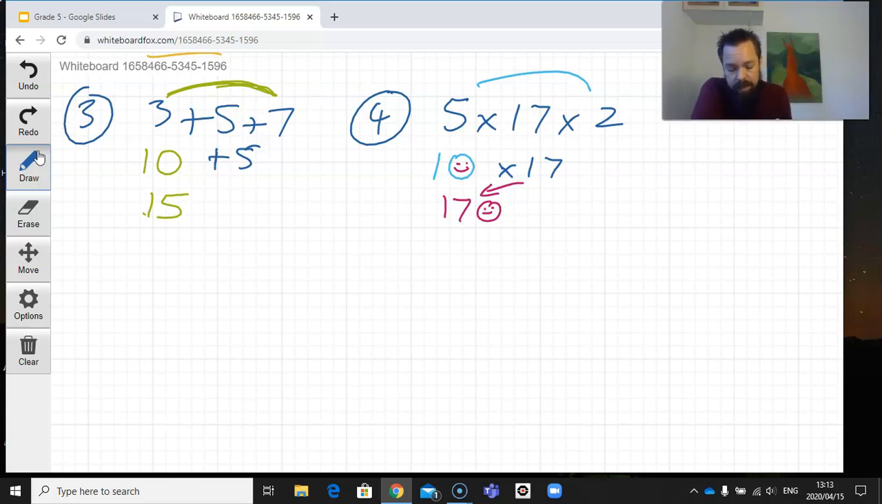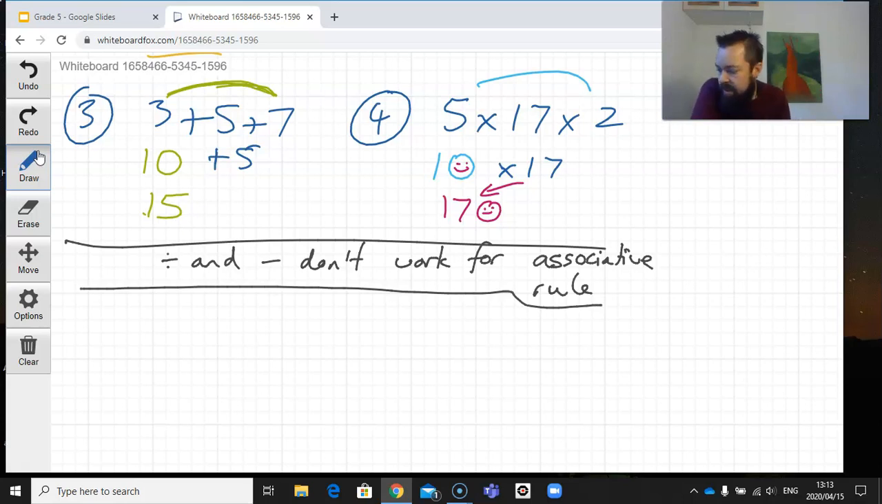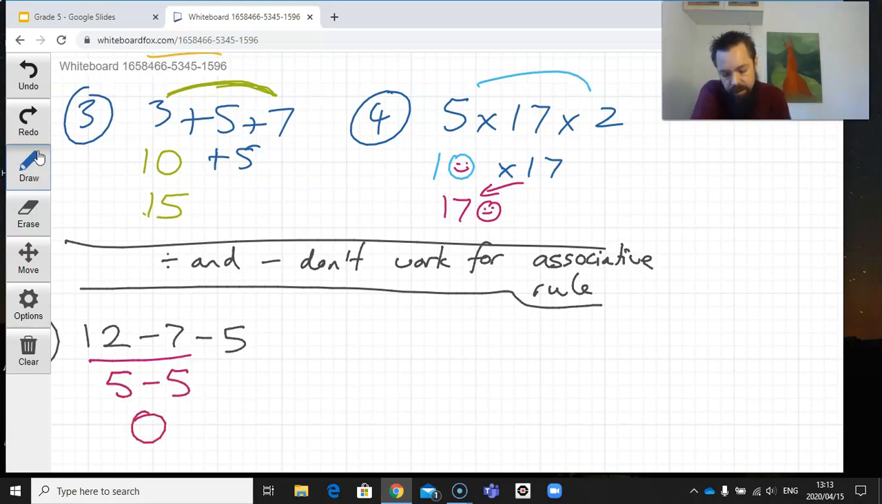I think it's important to understand the ones that don't work. We'll do one of each just to show that they don't work. Let's say, for example, I had 12 minus 7 minus 5. Let's make it 12 because we haven't done negative numbers yet. If I did the first part first, 12 minus 7, that's 5. 5 minus 5 is 0.